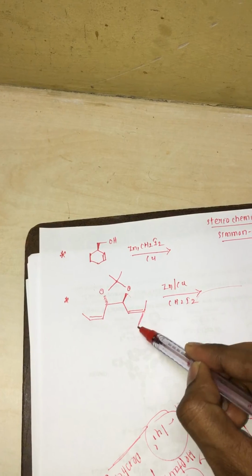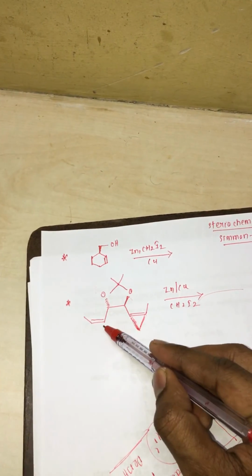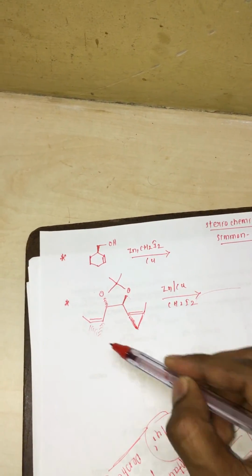And similarly here we have one oxygen above the plane and one oxygen below the plane. That means here the product is above the plane, and here the product is below the plane. So this is about the stereochemistry in the Simmons-Smith reaction. Thank you.